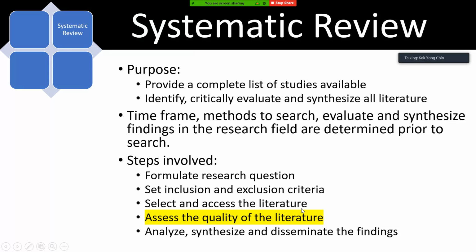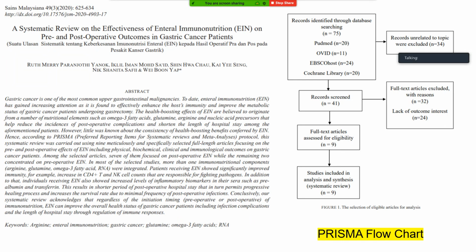You need to read the literature and then assess the quality of research to see which are the good studies and which are the bad studies. And you select only the good studies into the final inclusions of the review, and analyze, synthesize, and disseminate the findings. So this is an example of a systematic review written by a lecturer in FSK.